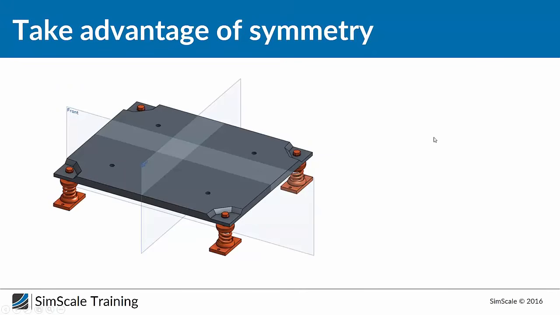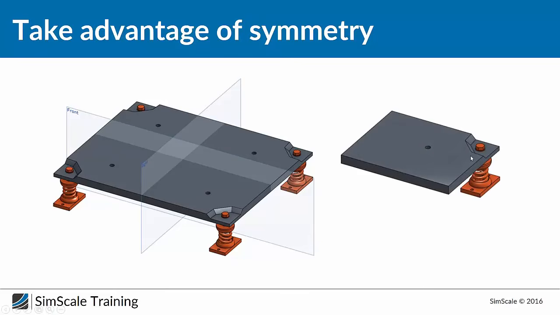Another trick which I really recommend, and which is very easy, is to take advantage of symmetry. In this case, for example, we have a symmetric case in two directions, in this and that plane. Therefore, instead of simulating the whole part, we can just simulate 1/4 of it, which will save, even if we have the same mesh size, 75% of elements and therefore 75% of computing time.